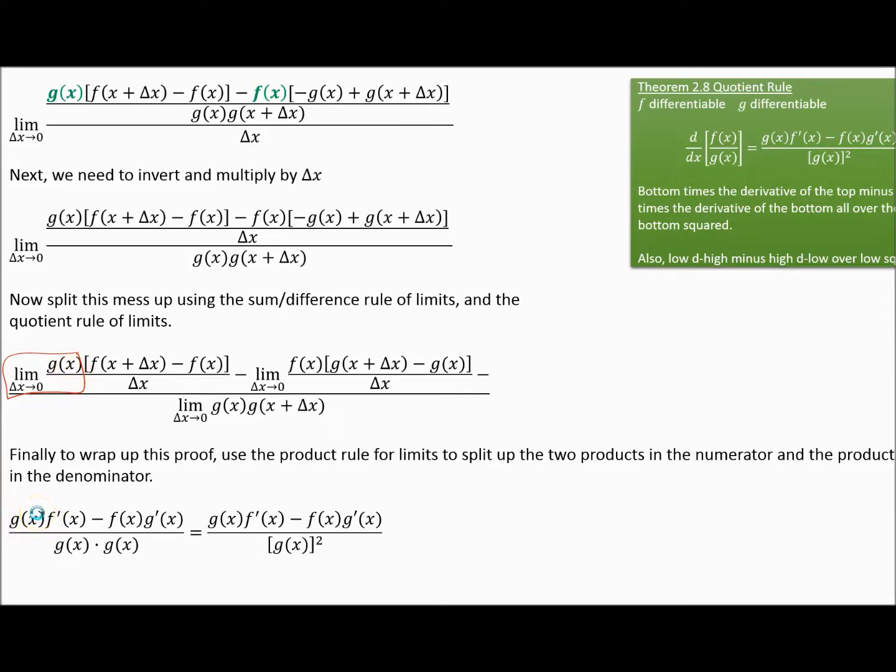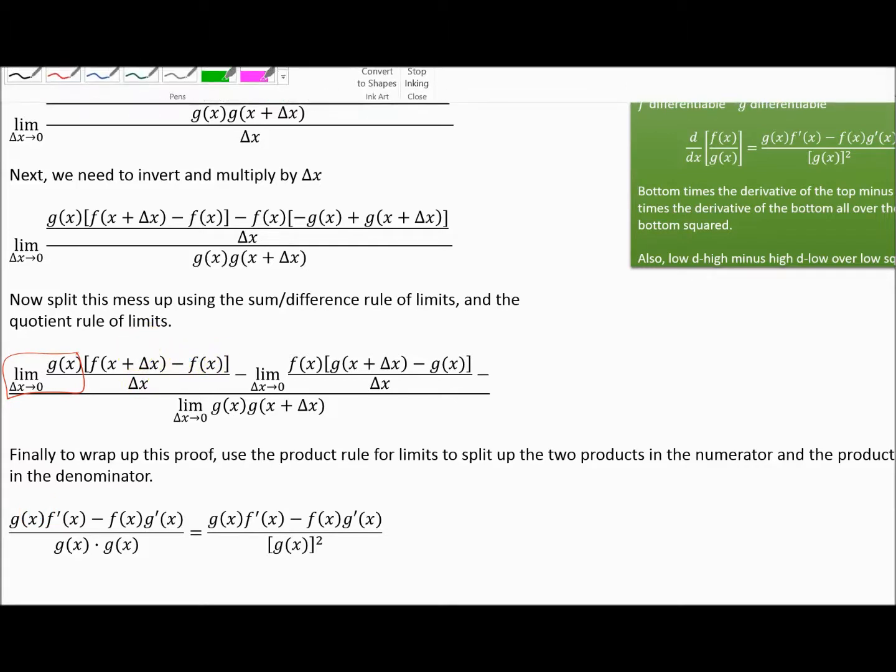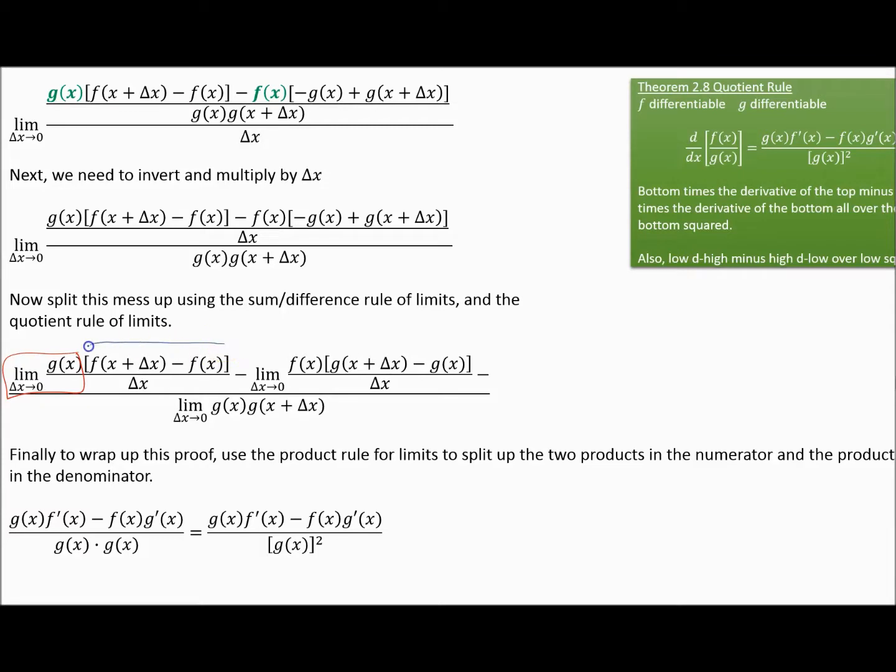Okay, so next, the second limit. So I'm taking this limit right here. Again, that's the product rule I talked about splitting up. What is the limit as delta x goes to 0 of f of x plus delta x minus f of x over delta x? Well, you recognize that. That's the definition of a derivative, right? So that's this f prime of x that I have here.